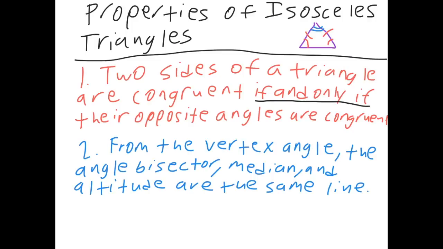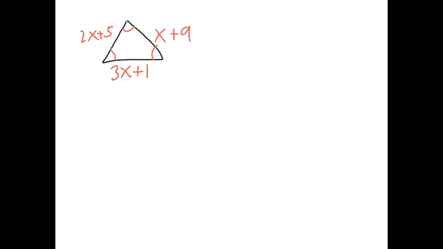So if I were to draw an angle bisector from that angle, then it would also be a median and altitude, and so on. If I drew a median, it would be the other two, and so on. So very similar to the equilateral properties, but very specific. The angle bisector, median, and altitude being the same line is only from the vertex angle, not the other two angles. Alright, now let's look at some examples.